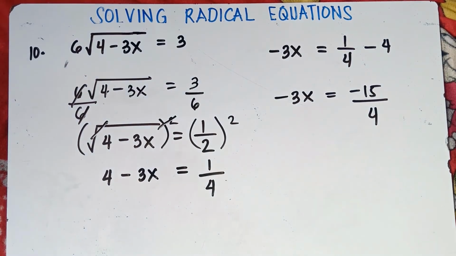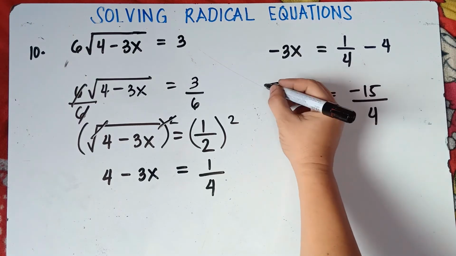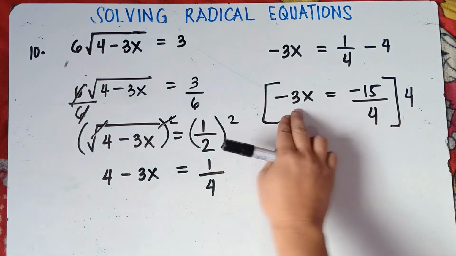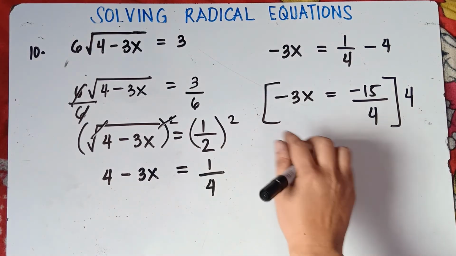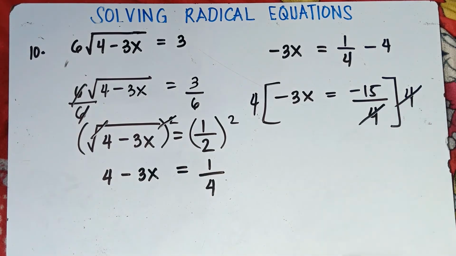So next step, class, is we need to eliminate this denominator 4. So we multiply both sides by 4. You can do cross multiplication, class. We do have two solutions, class. Let's have the two solutions. So first, we can multiply both sides by 4 so that we can cancel this out.